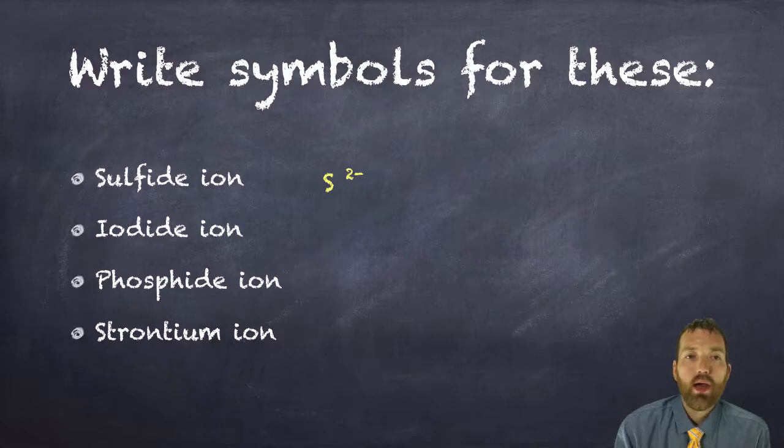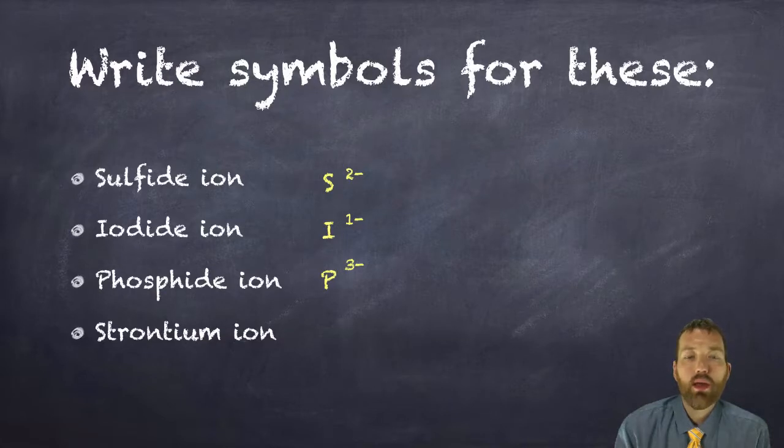charge. Iodide comes from iodine, so that's I, and it's in group 17, so that would just have to gain 1 electron to be like a noble gas, so it would be I with a 1 minus, or just a minus. Phosphide comes from phosphorus. It's in group 15, so it would need to gain 3 electrons, so it would be P3 minus.